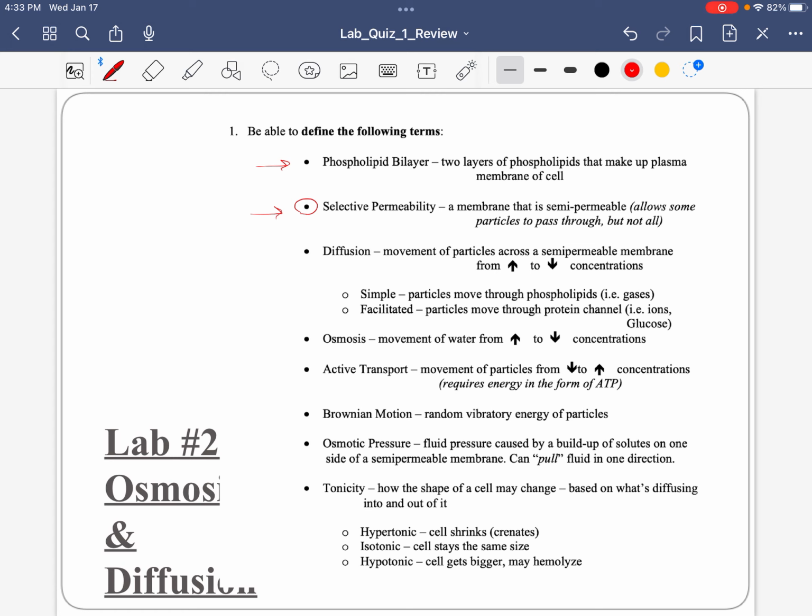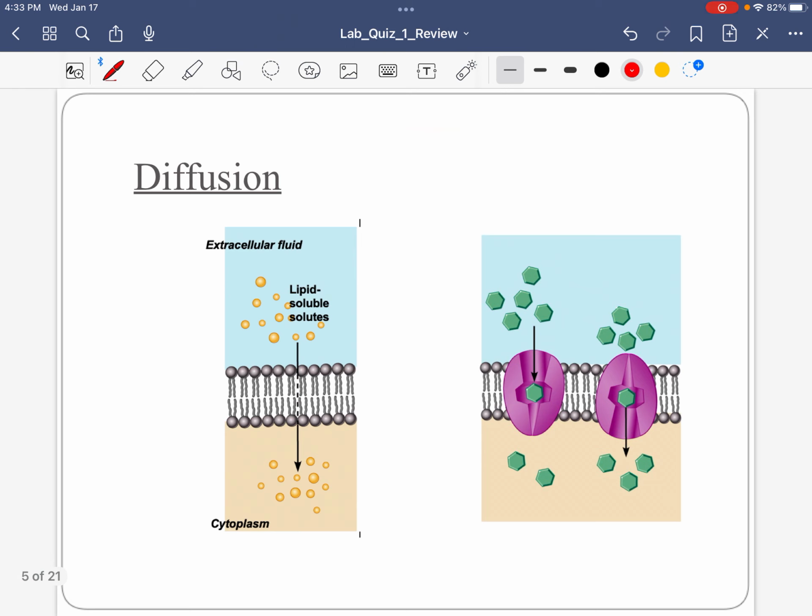Then make sure you review some ways in which we can move things through this plasma membrane, the phospholipid bilayer. This is all a review, folks. Diffusion, osmosis, active transport. You know this. Diffusion: movement of molecules or particles from an area of high concentration to low concentration.